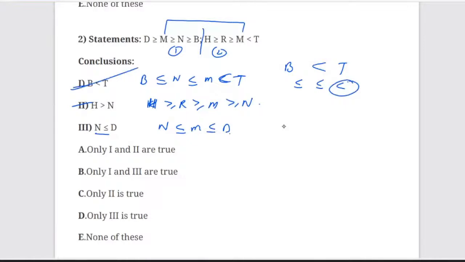Next, H is greater than N. But between H and N, all the three symbols are greater than equal to, greater than equal to, greater than equal to. So since all the symbols are greater than equal to, the answer also should be H is greater than equal to N. This is your actual answer and this is the given in the conclusion. So this is wrong.